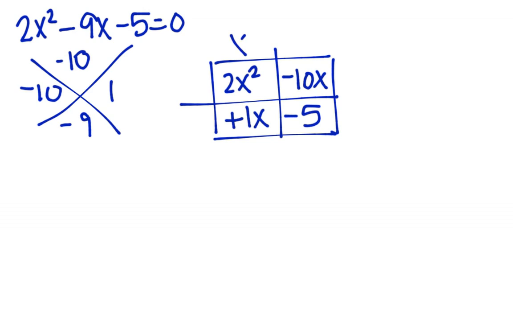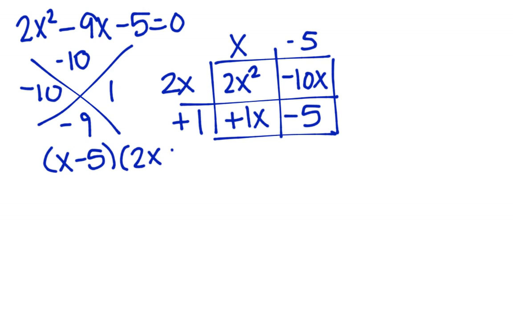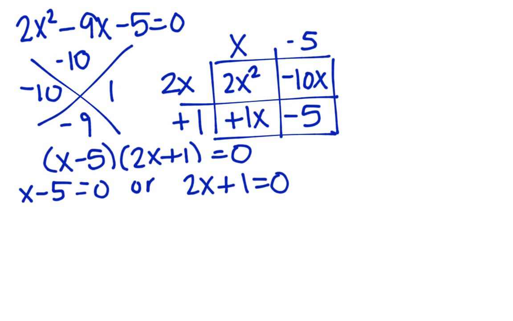Going down, the first two terms have x in common, and the second two terms have a minus 5. I need the minus because of the minus 10. Across, the first two terms have 2x in common. The second two terms just have a 1. It's got to be positive, so we put plus 1. So this factors into x minus 5 times 2x plus 1 equal to 0. Take my x minus 5, set it equal to 0. Take my 2x plus 1, set it equal to 0.